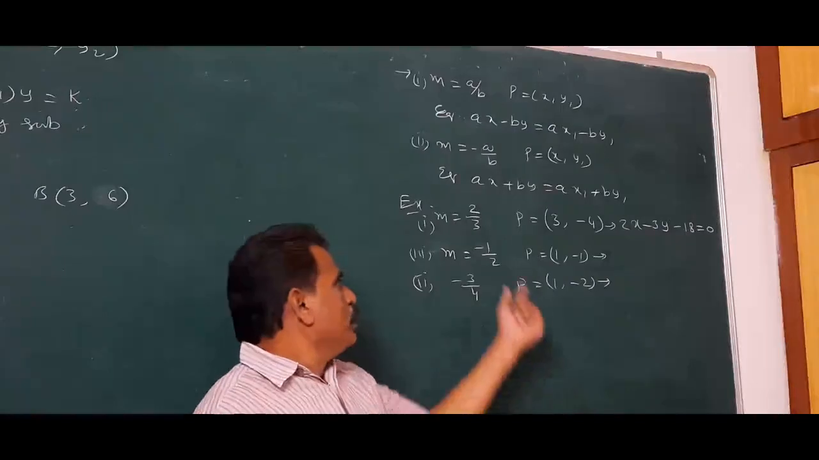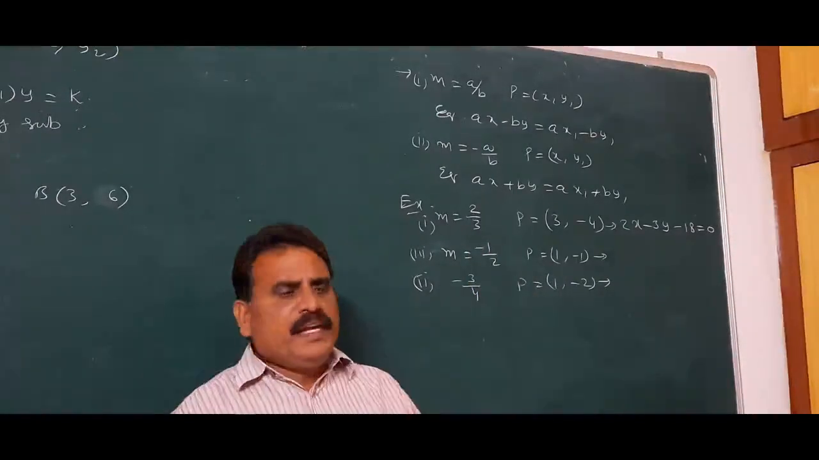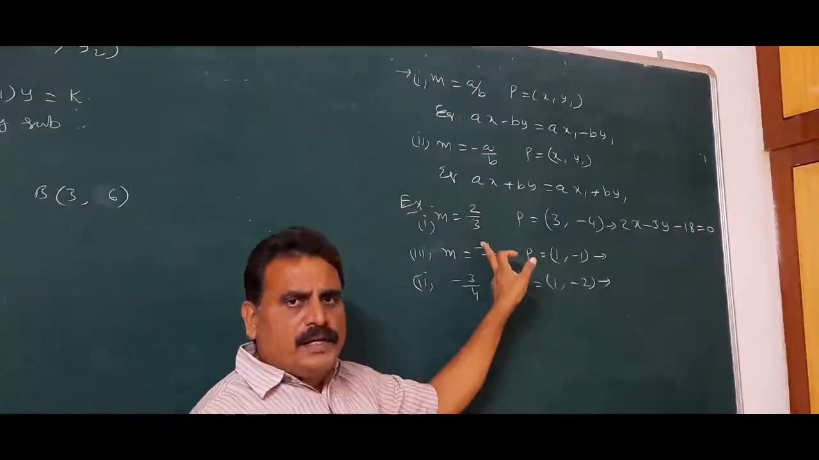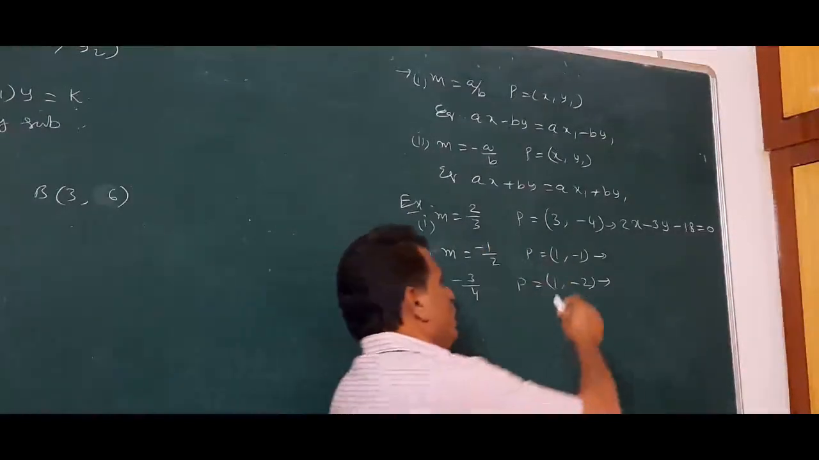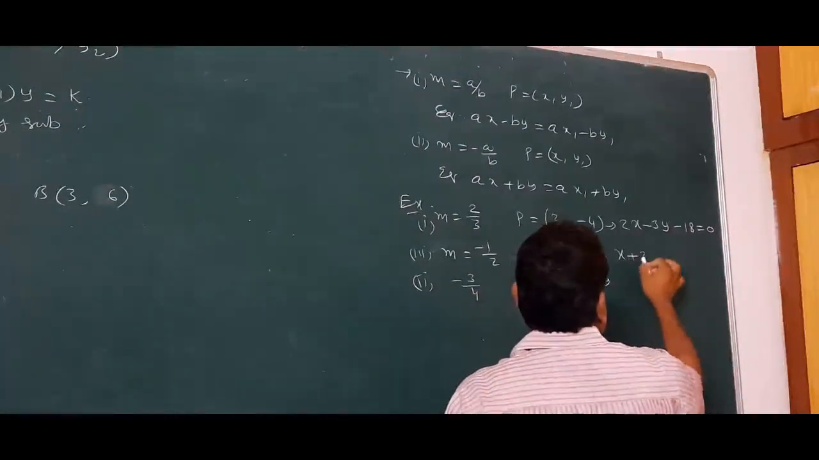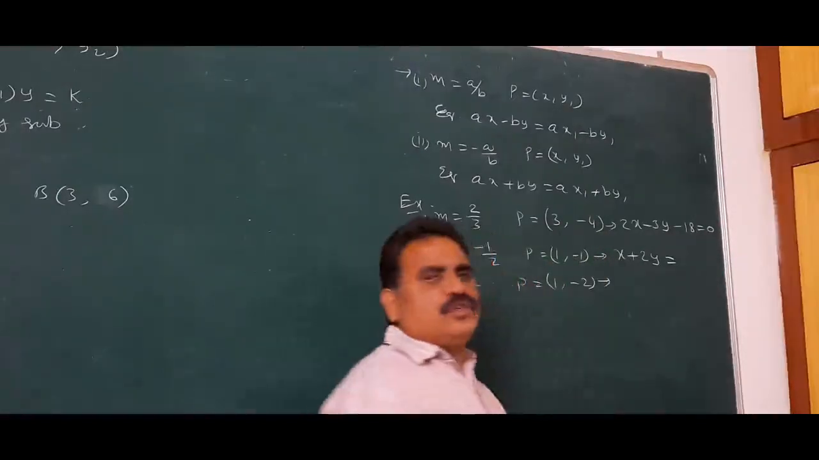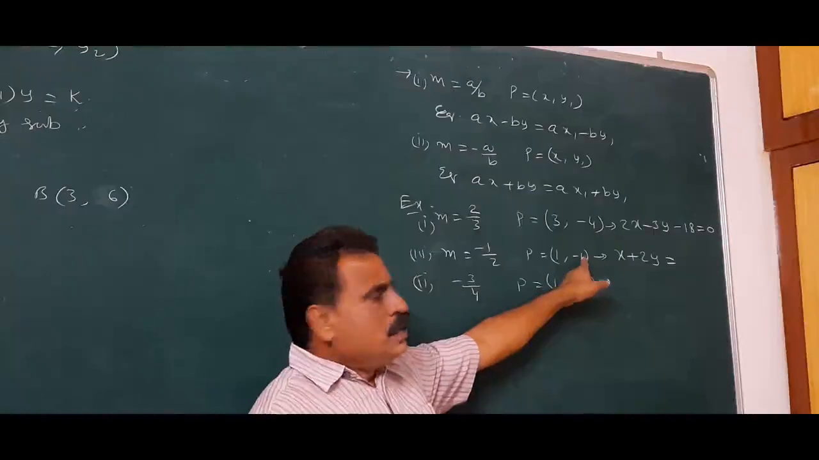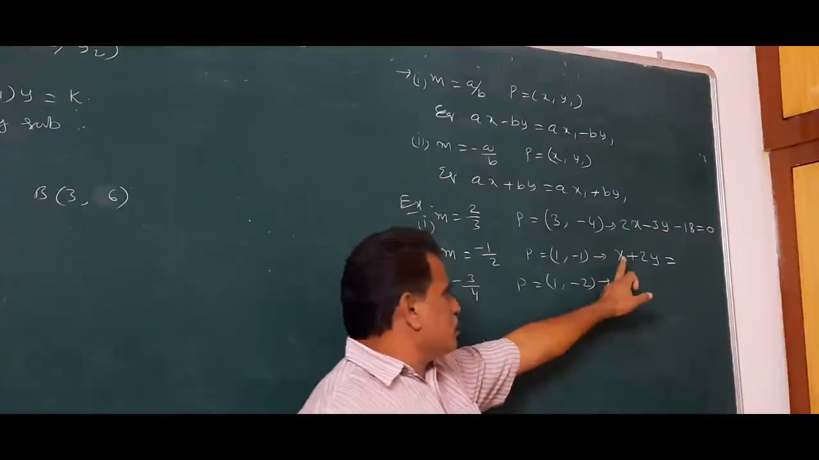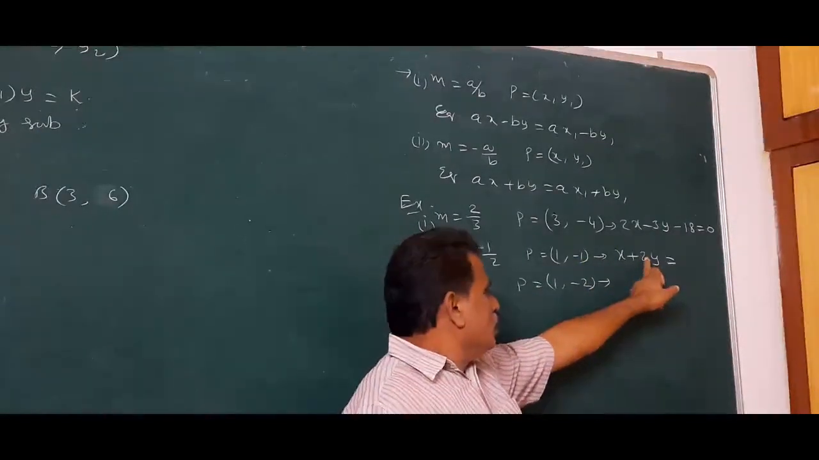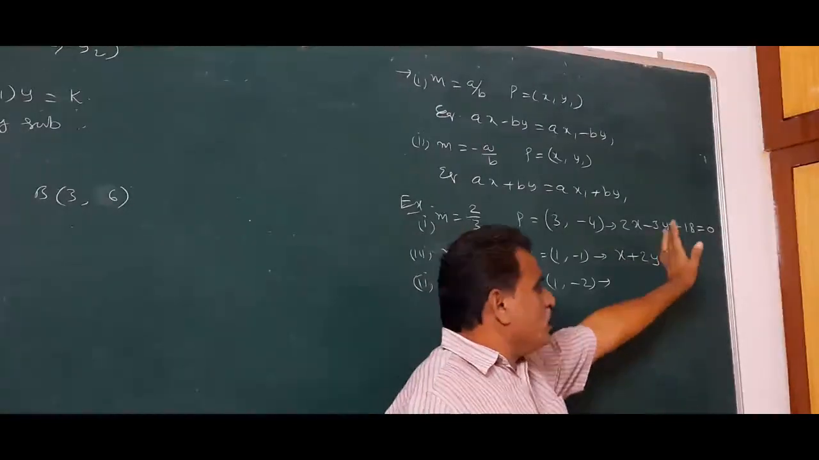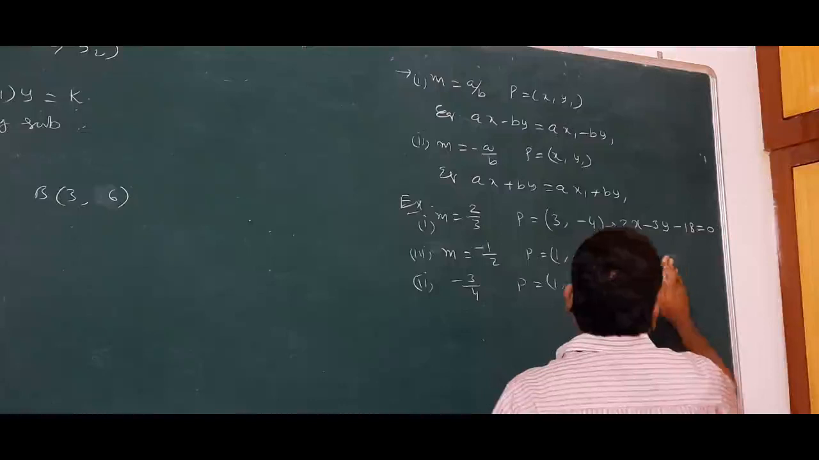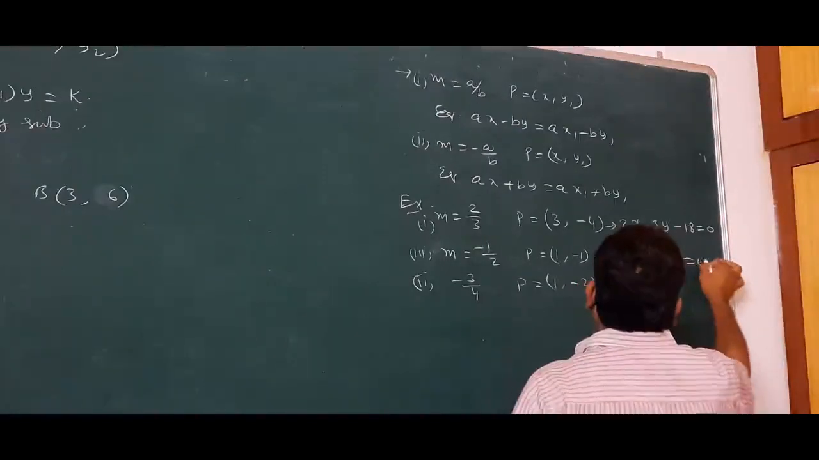Now in the same way. Minus 1 by 2. Minus a by b slope, ax plus by. So minus 1 by 2 slope, x plus 2y equal to. Substitute the point, x is 1, y is minus 1, you have to substitute. 1 minus 2, 1 minus 2 is minus 1, equal to minus 1. Take this side, that becomes plus 1 equal to 0.